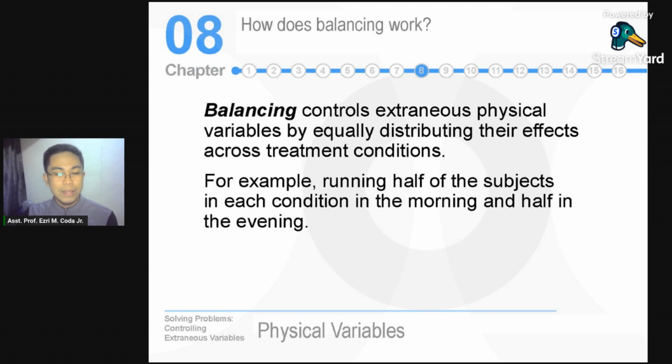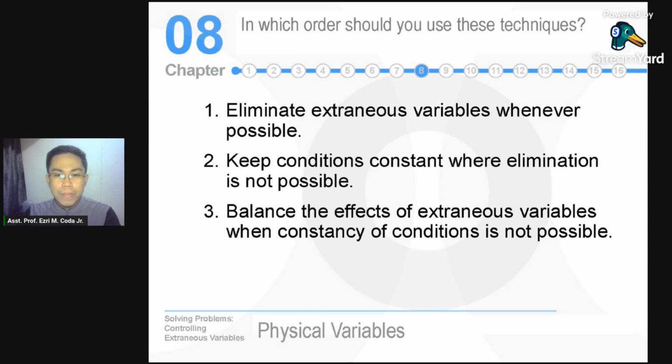So, you will not be afraid of the effects of the day or the time of the day na binibigyan mo sila ng treatment or condition because they were already balanced. And that is how you control physical variables. Now, in which order should you use these techniques? We have 3: elimination, constancy in conditions, and balancing.